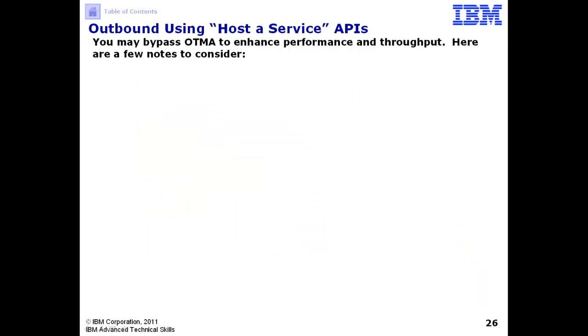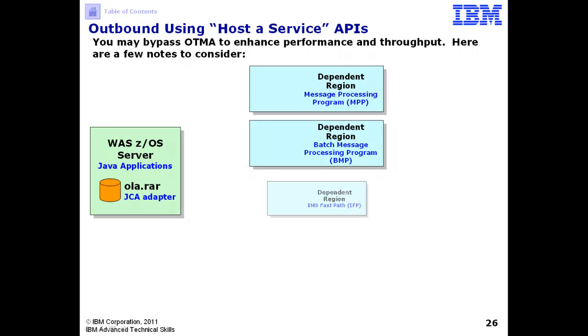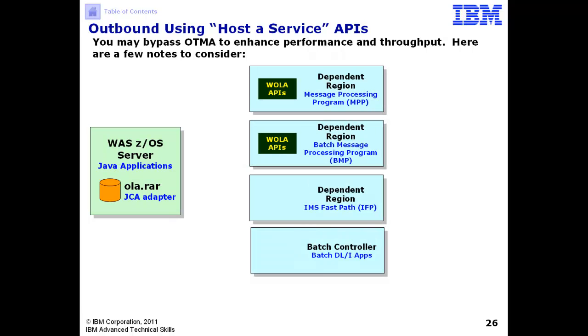You may bypass OTMA for outbound calls and instead write your program to the WOLA native APIs and the host a service function they provide. That will provide you with the performance benefits of WOLA. But here are some considerations we wish to bring to your attention.